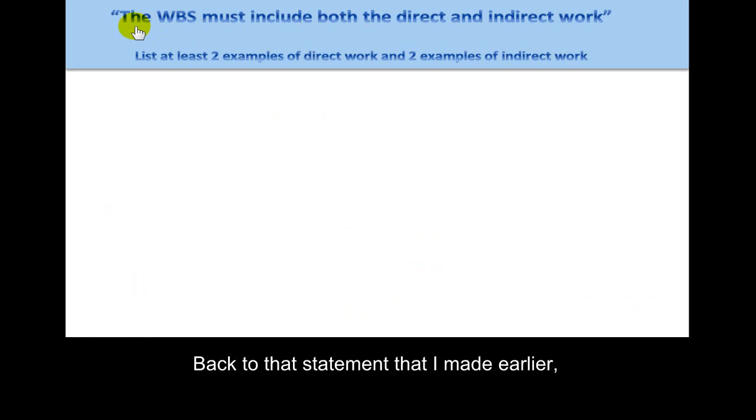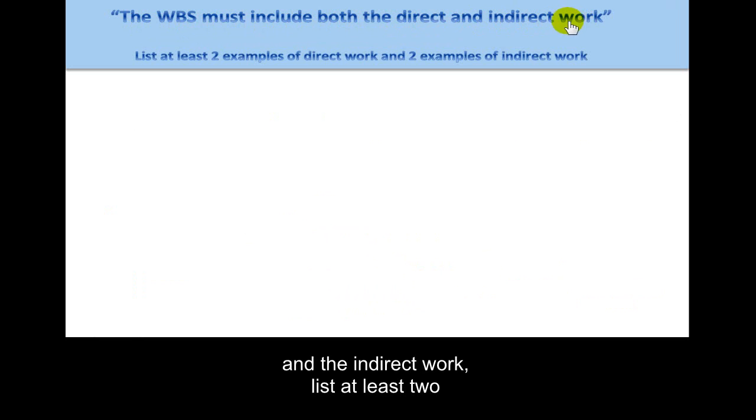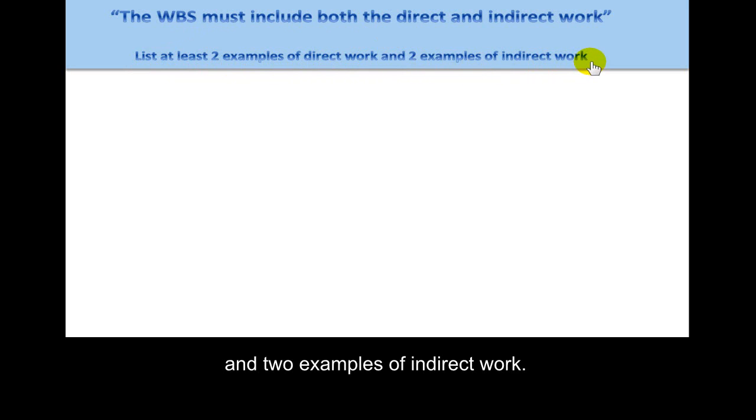Back to that statement that I made earlier, that the WBS must include both the direct and the indirect work. I'd like you to list at least 2 examples of direct work and 2 examples of indirect work.